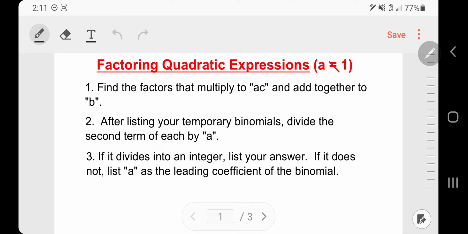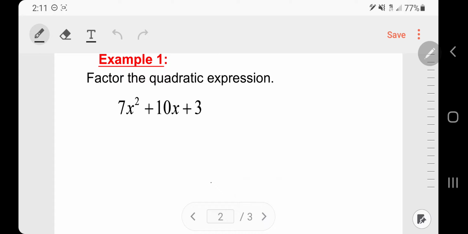Okay, so I'm going to use the AC method, which is usually a pretty quick method for factoring these things. You're going to be multiplying the first and last term together and then pretty much factoring what we have there. All right, so these are the steps we'll be using, and let's just jump right into an example.